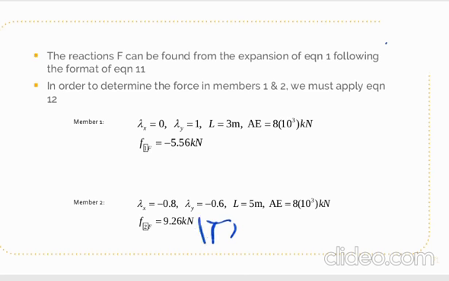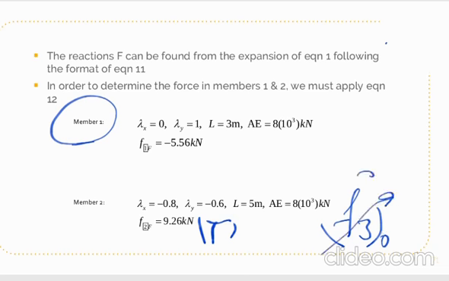So try member number 3. Number 3 looks like member number 1. No need to take many steps to find the F3 node. In member number 3 it is 0.